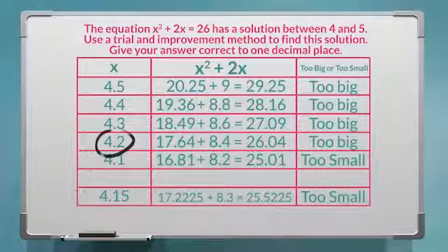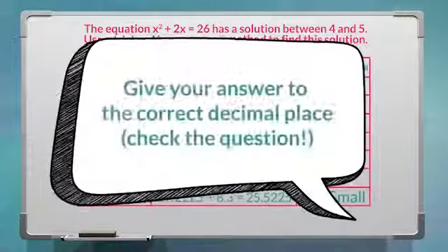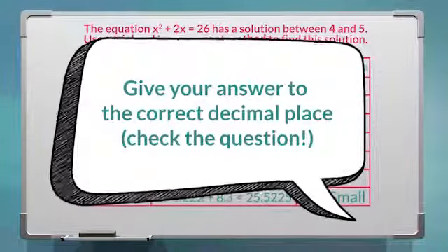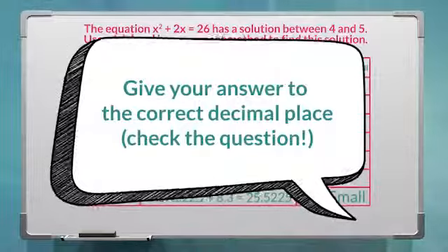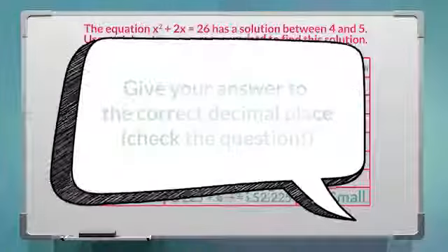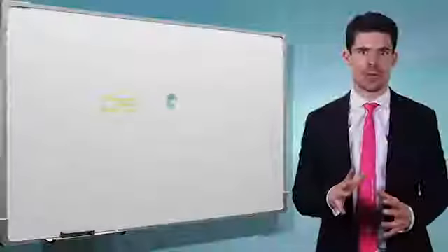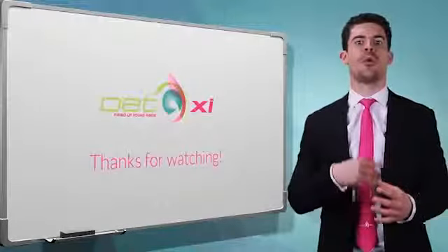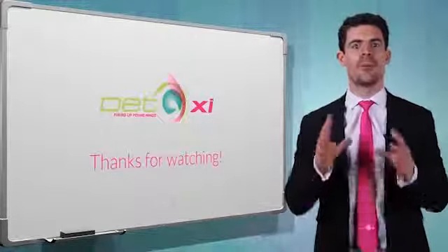Be careful not to give a value to 2 decimal places as your final answer, like 4.18 or 4.19, as the question specifically wants a solution to 1 decimal place. So there we have it. So, remember these points and you will be an equation solving maestro and will pick up big marks if this appears in your exam.